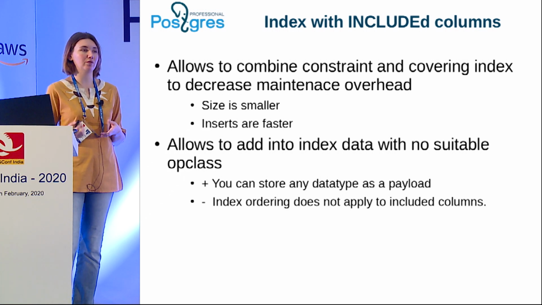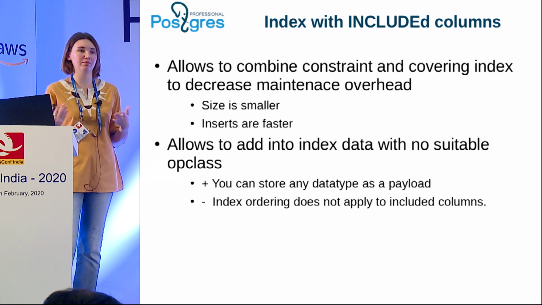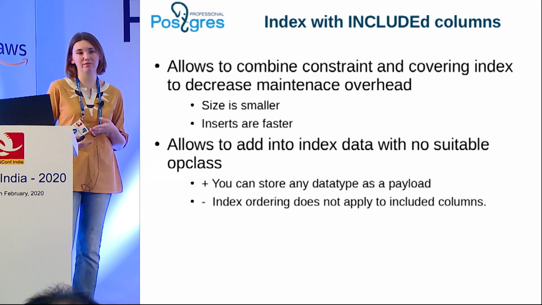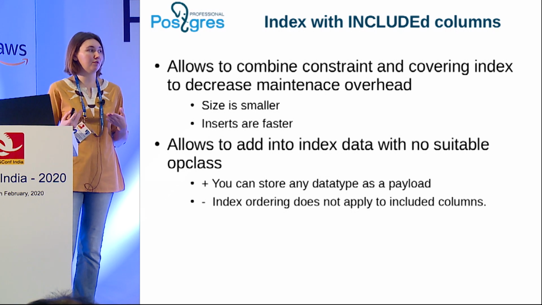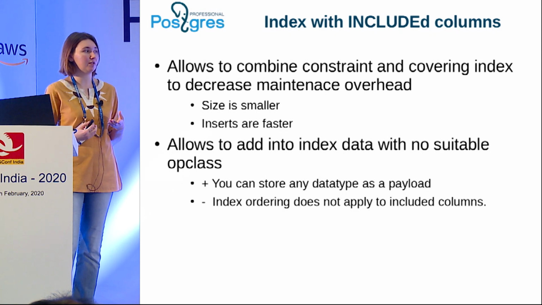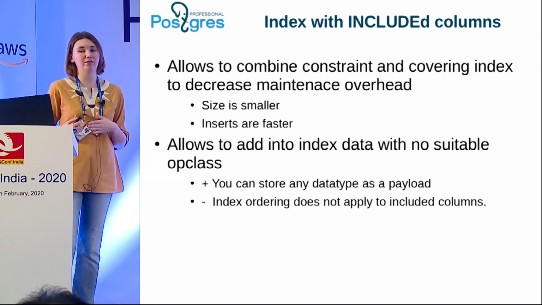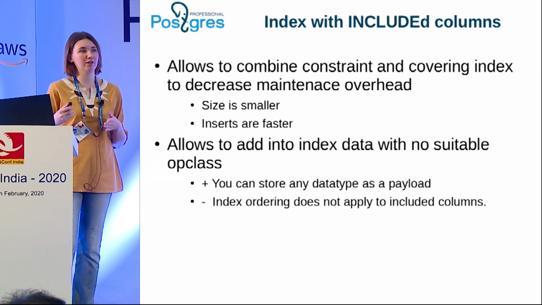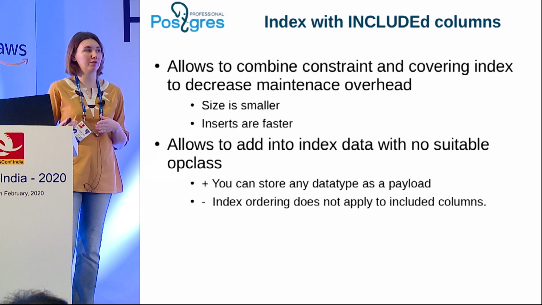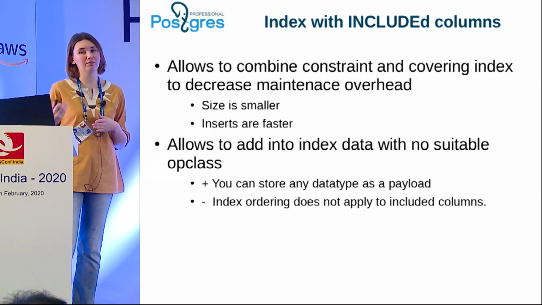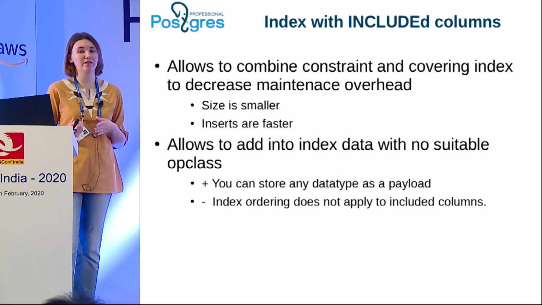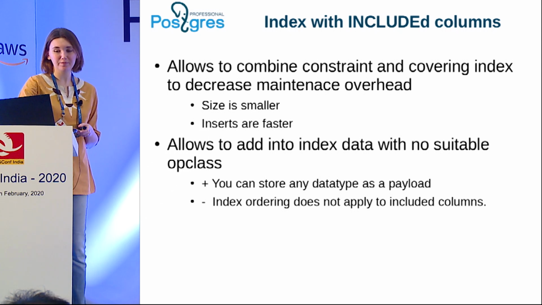And you want to use it with index-only scan because it's a query that you do really often, but you cannot build an index on this specific data type. You can store this data type as a payload in an index with included columns. Index ordering won't apply to these included columns, so when you really need a multi-column index that will support ordering on both columns, you should use a multi-column index. But if you want just to add some payload into this index, you can use an index with included columns.